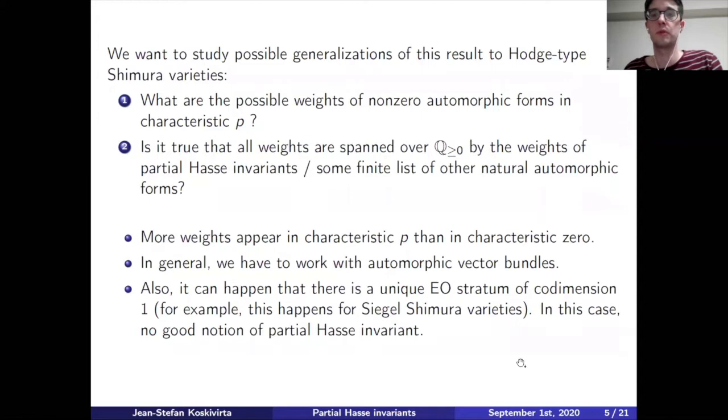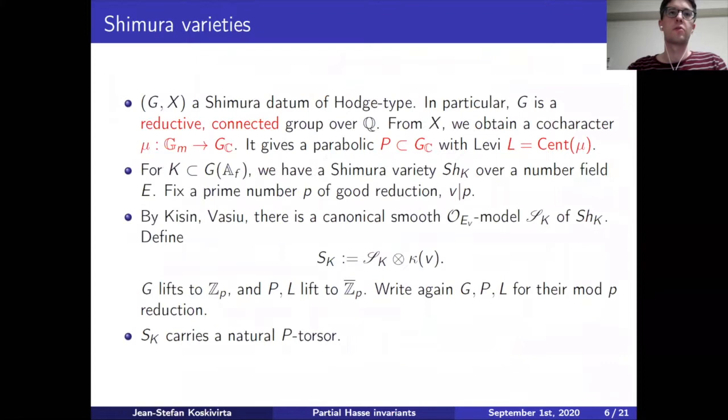So in this case, there is no good notion of partial Hasse invariant because there is only one stratum. So there is only one possible Hasse invariant, basically. So what should we do in this case? Okay. So let me set some notations before I move forward.